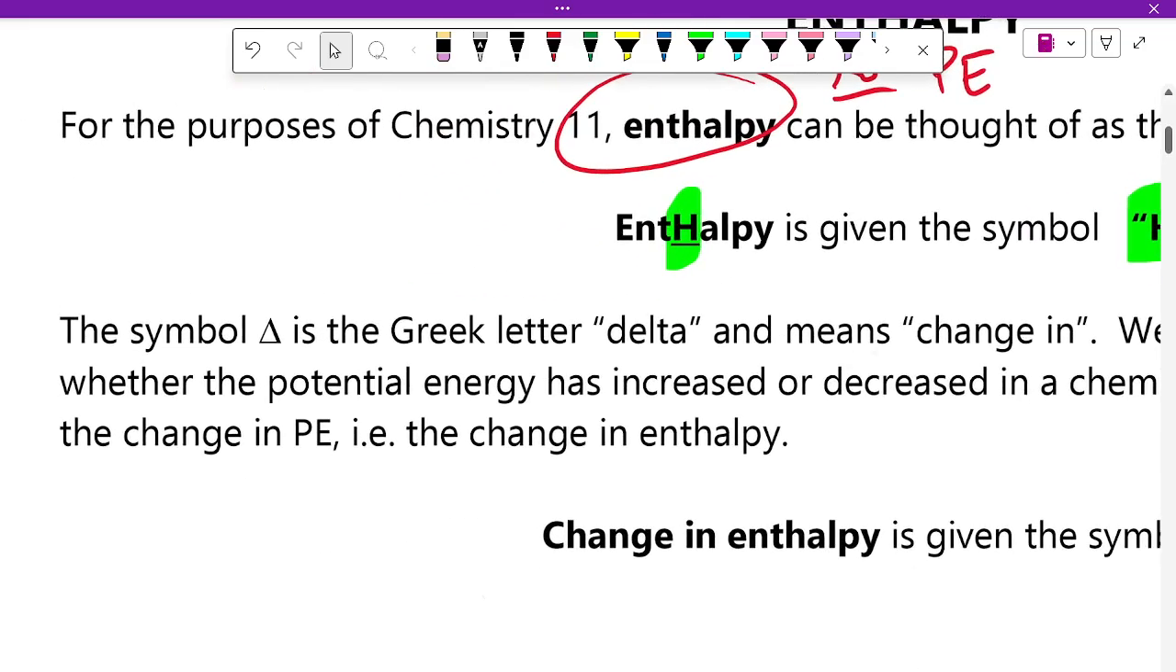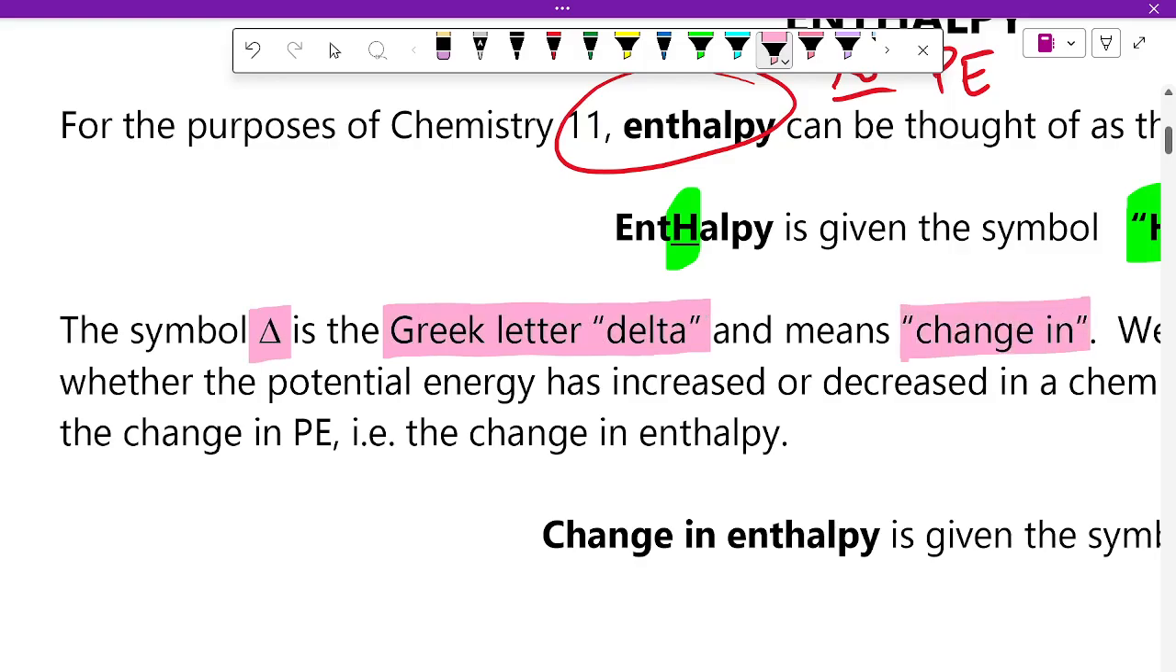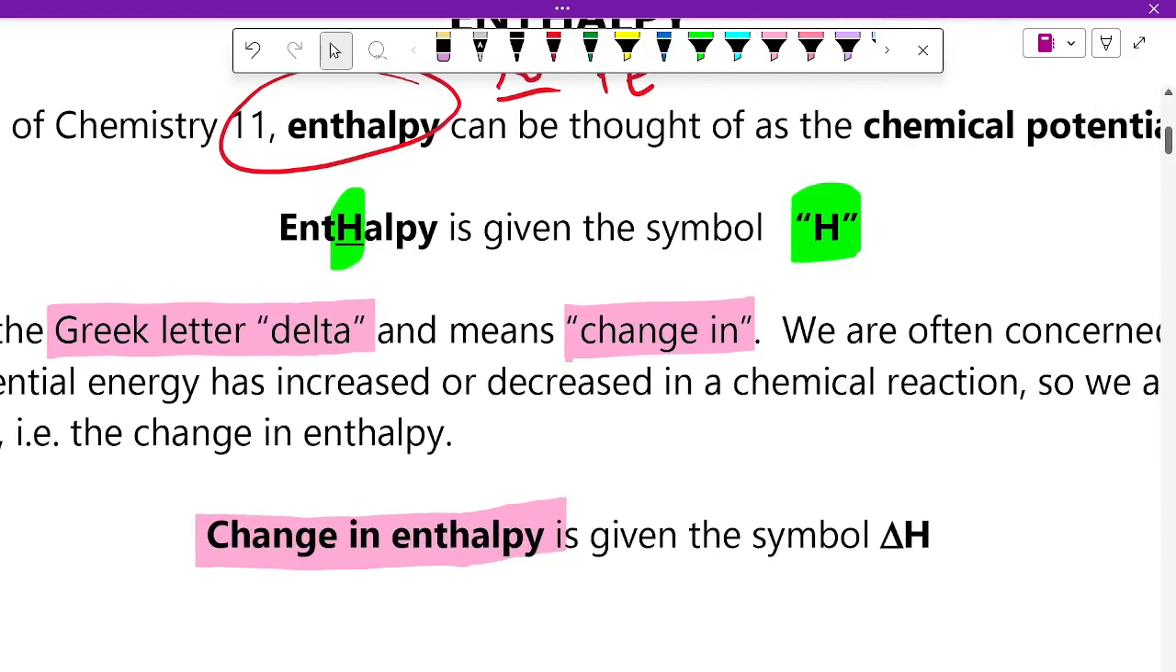Hopefully from math, you know that the symbol delta, that's our Greek letter delta. And what does it mean? Change in. Okay? Often when we are looking at enthalpy, we are looking at a change in enthalpy, because remember, our graph either goes down if it's exothermic, if we have a negative change, or it goes up. And change in enthalpy is symbolized as delta H.